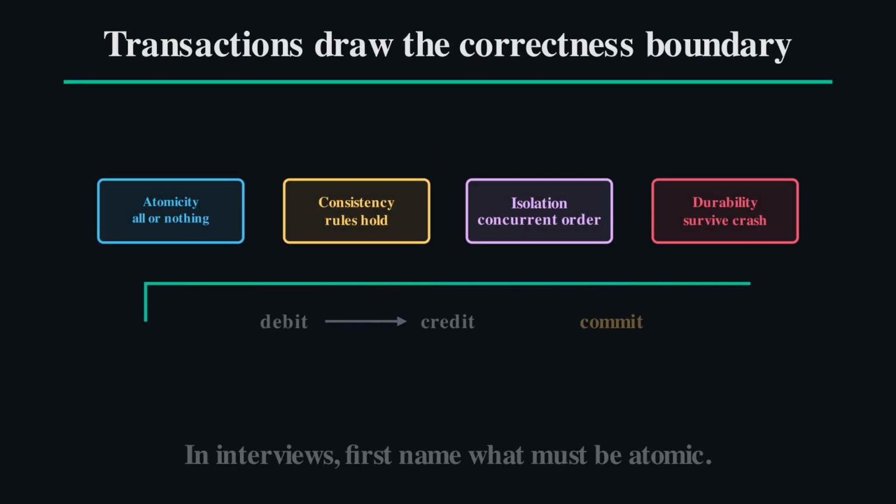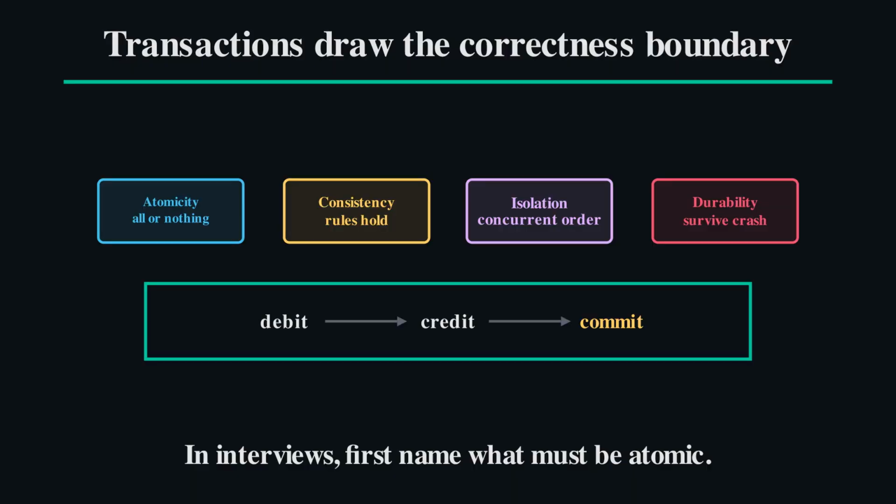Transactions are the boundary of correctness. Atomicity means all or nothing. Consistency means constraints still hold. Isolation means concurrent transactions behave according to a chosen rule. Durability means once commit succeeds, the database can recover it after a crash. System design questions often hide here. What exactly must be atomic and what can be eventually consistent? If two user actions can break a business rule when they overlap, you have found a transaction boundary, a lock, or a serializable retry loop.